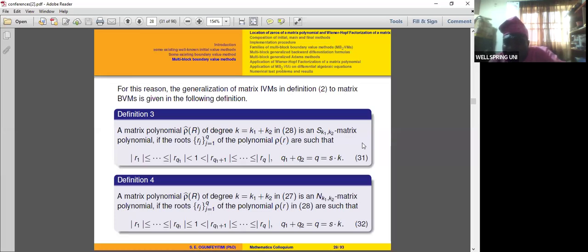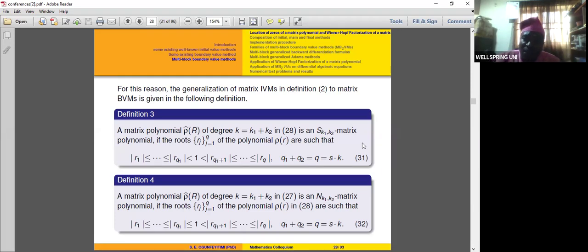There is no root on the boundary. No root is containing 1. It shows that it's giving us the attribute of A-stability, which says that all roots must be inside the unit circle. No root must be on the boundary. That's what the S(k1, k2) is telling us.